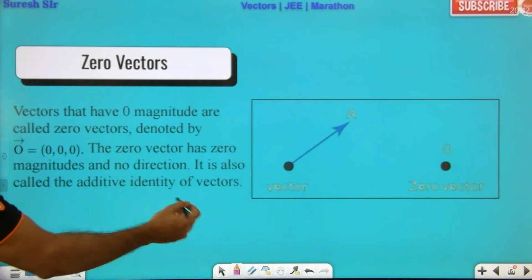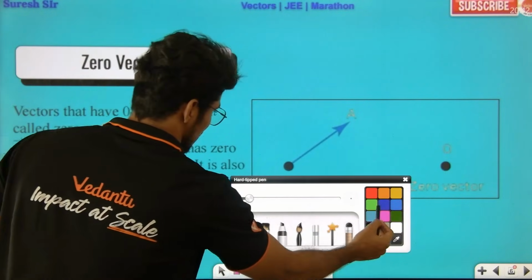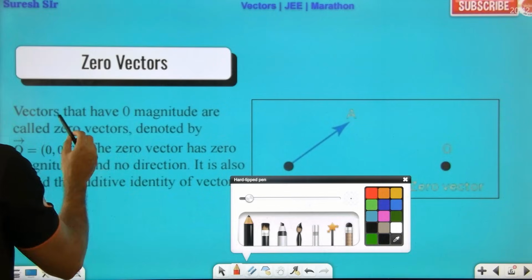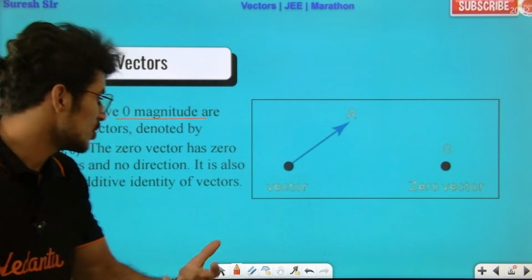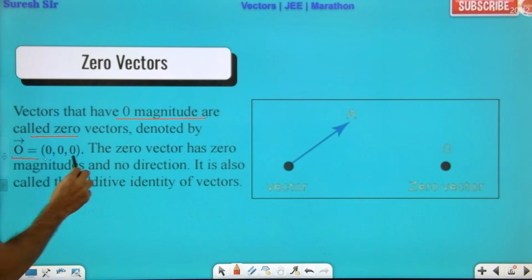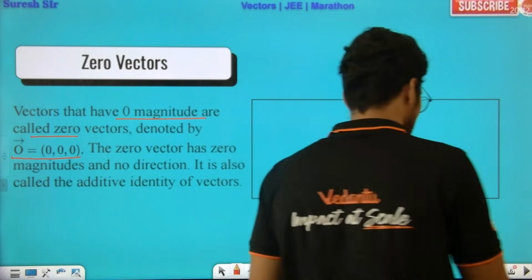Now tell me, what is a zero vector basically? A zero vector has zero magnitude. Are you getting the point? So the magnitude should be 0. So there is a zero vector here, and in fact we represent it like this. You just read the remaining lines.